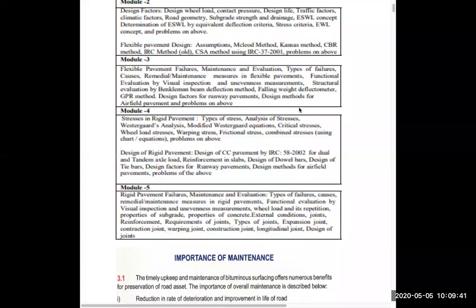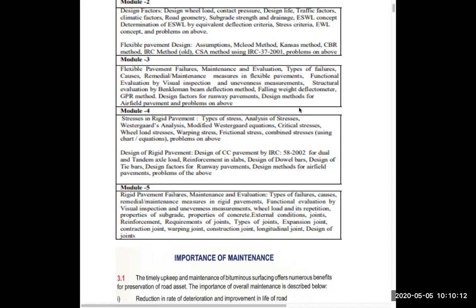Till now we have discussed module 5 with rigid pavement failures and various components of rigid pavements like causes, remedial measures, then functional evaluation. We have looked into a number of factors influencing rigid pavement in terms of wheel load and its repetition, properties of substrate, properties of concrete, external conditions, joint reinforcement.